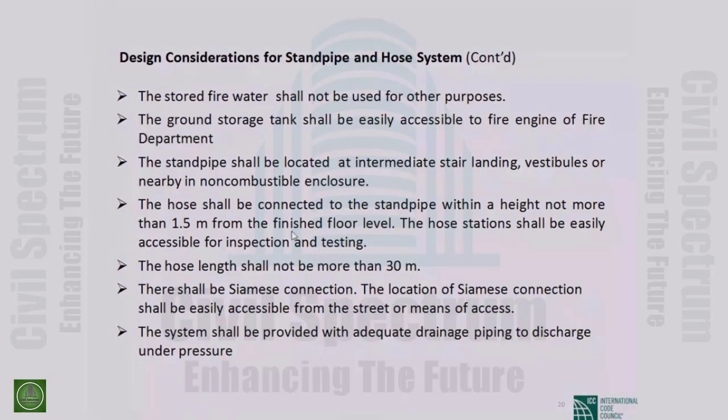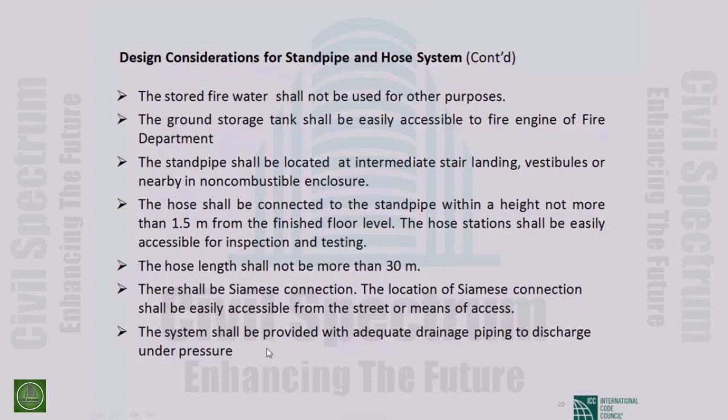spray system. You have to design in that way so that every area of the occupancy can be reached by your spray nozzle or fire nozzle, because the nozzle has a limiting length of about 30 meter. So if your distance from the stair landing is more than that, you have to give some position so that you have some extra hose cabinet at an intermediate position. Then the hose cabinet should not be at a height more than 1.5 meter for ease of handling and inspection.